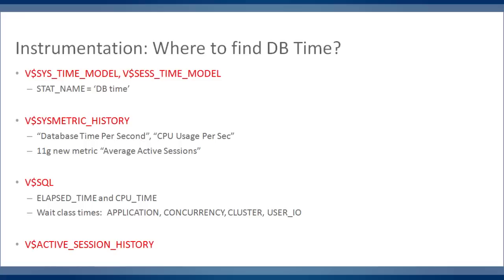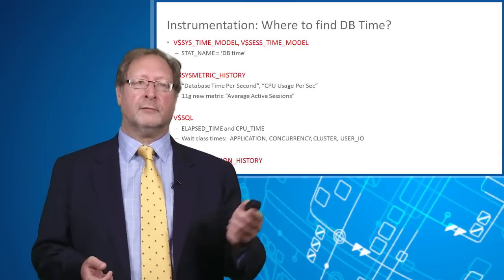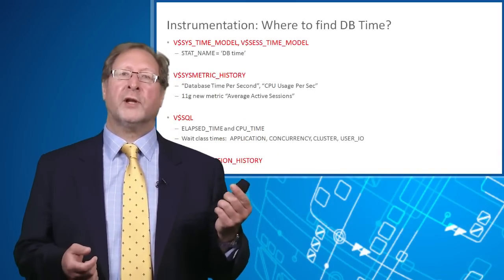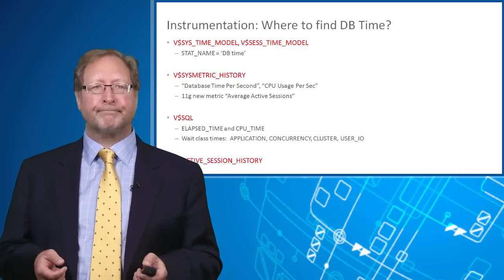In sysmetric history, we actually have a couple of different metrics that you can use. There is database time per second, and there's also CPU usage per second, which is very useful if you're trying to identify that you're CPU bound. And in 11G and above, we actually have a metric called average active sessions. So this is the same value that you would see at any point on the main performance screen or on the top activity screen.